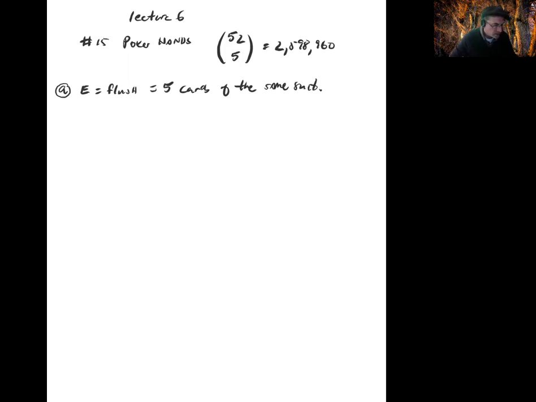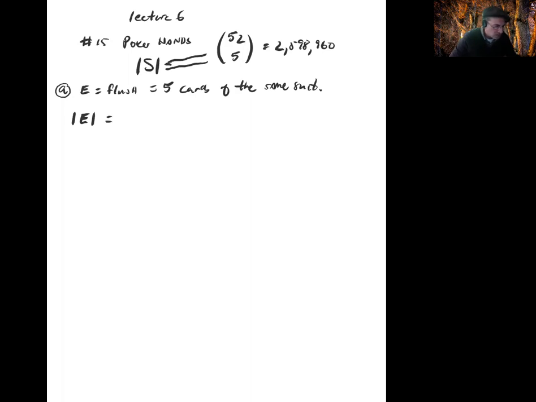So the question is, what's the probability of getting a flush? Well, any 5-card hand is equally likely as any other 5-card hand, in terms of just being dealt cards. So we have to compute the number of E divided by the size of S, the sample space, which is all 5-card hands, and we know that that's given by 52 choose 5. So we have to compute the number of flushes. And how do we do that?